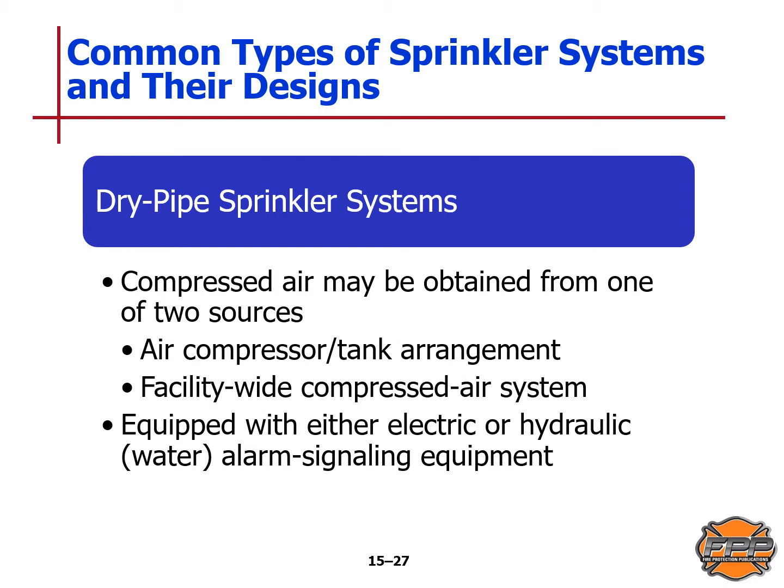The dry pipe sprinkler system's compressed air may be obtained from one of two sources: the air compressor and tank arrangement, and the facility-wide compressed air system. Either is equipped with electric, hydraulic, or water alarm signaling equipment.